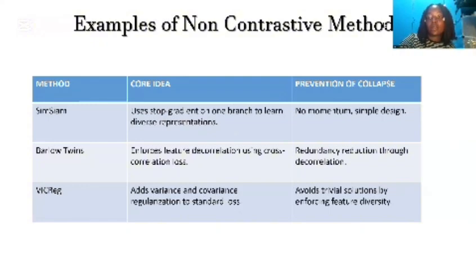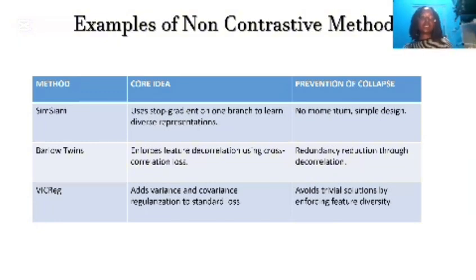Then we have Barlow Twins. This method enforces feature decorrelation using a cross-correlation loss, and it prevents collapse by redundancy reduction through decorrelation. It does this by computing a cross-correlation matrix between two views of the same image. Then it optimizes a loss function that forces each feature dimension to be decorrelated while keeping corresponding features similar.